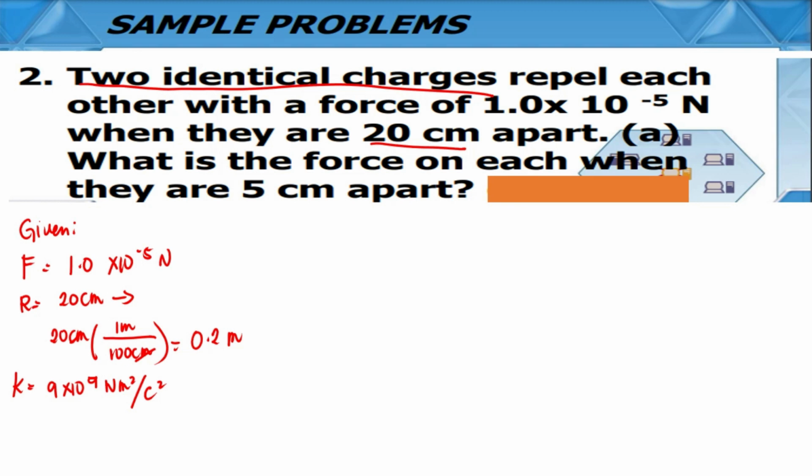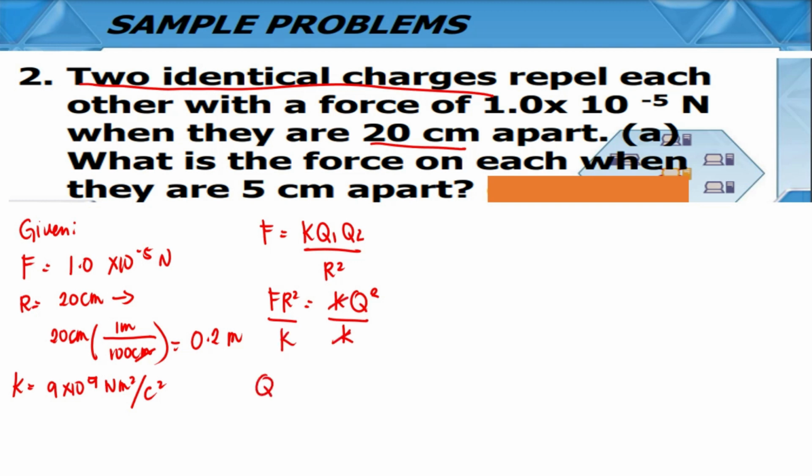Since we are looking for the identical charges, we can say that our formula can be derived from the mother formula that we have. Using the formula F is equal to K Q1 Q2 over R squared, since we have identical Q1 and Q2 values, FR squared is equal to K Q squared. So let's have Q squared dito para at least mas madali natin siyang ma-solve kasi identical naman yung value natin.